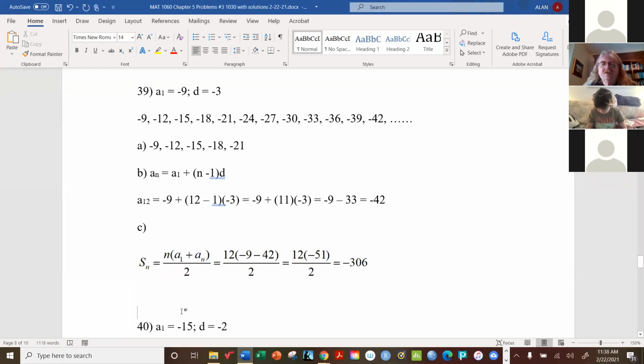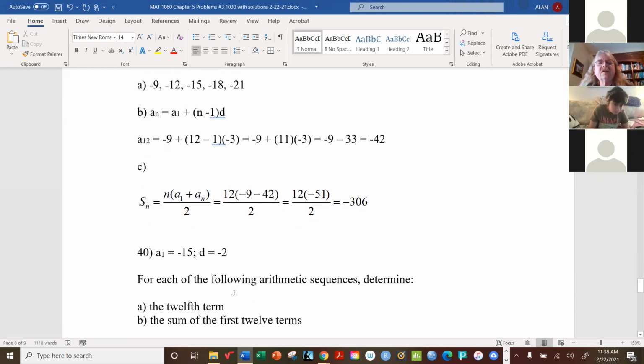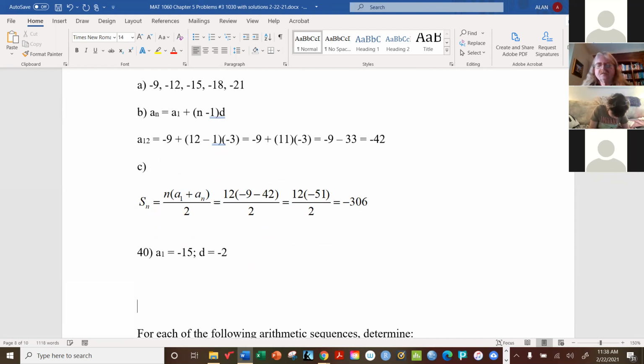All right. Now it looks like, what is there, one more? I think there's one more. And then it changes slightly. So let's run through this one. We start with negative 15, it becomes negative 17, negative 19.